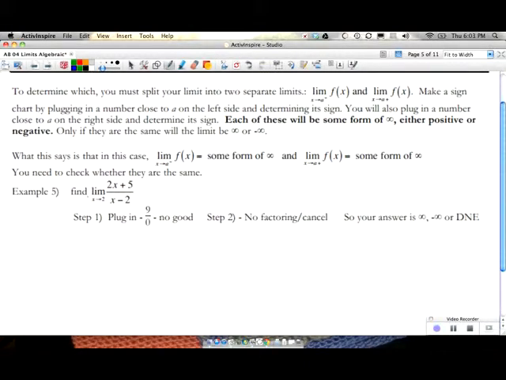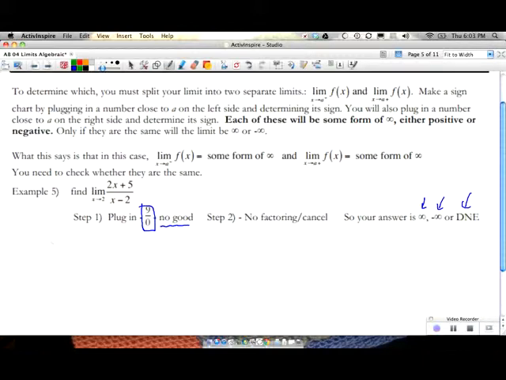All right. Pardon me. So I plug in 2. If I were to plug in 2, you get 9 over 0. 2 times 2 is 4 plus 5, that's the 9. 2 minus 2, that's a 0. No good. Now, we can't factor that. I mean, you could try to do something, but it's not going to do any good. So we know that it's either infinity, negative infinity, or does not exist.